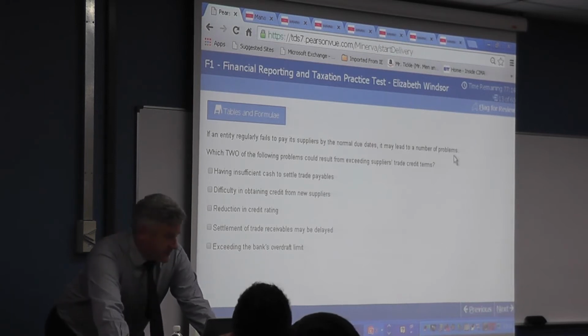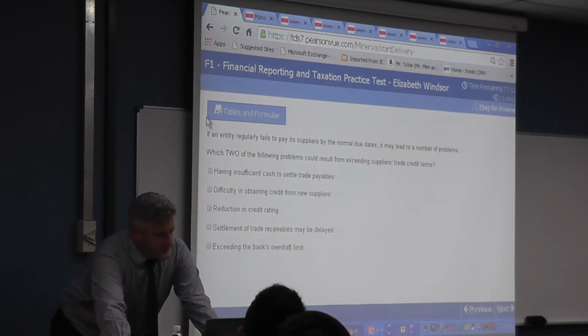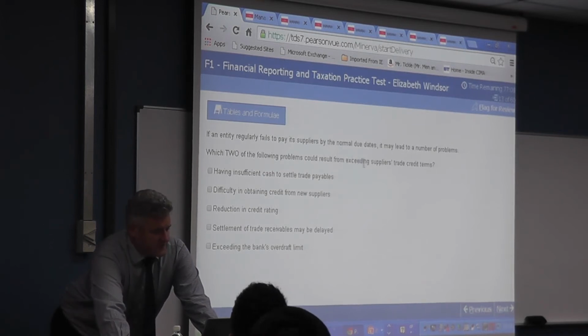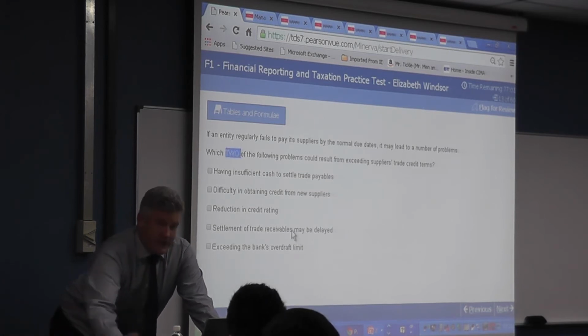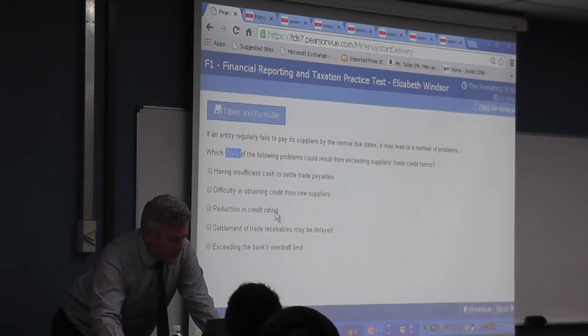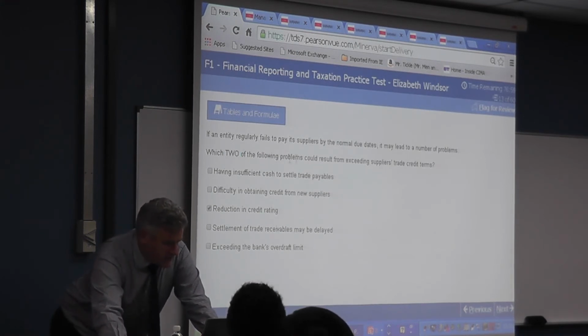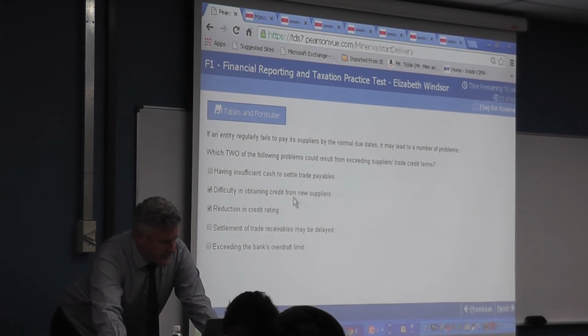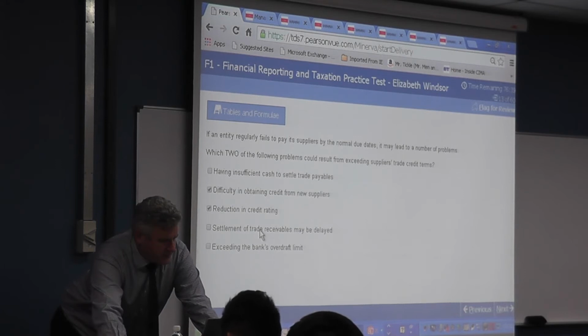Right, number 13, bear this in mind because I'm going to try and use this as a demonstration. An entity regularly fails to pay. Which two of the following problems could result from exceeding supplier's trade credit? Which two? Okay, now, I'm going to show you two things in here. I think if you exceed supplier's trade credit terms, it will reduce your credit rating. I think that will mean you have difficulty in obtaining credit from new suppliers, and I think it also means that trade receivables may be delayed.